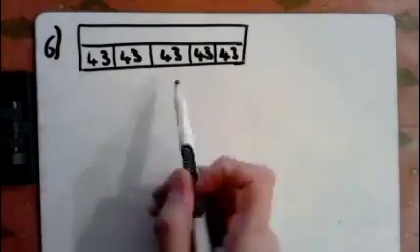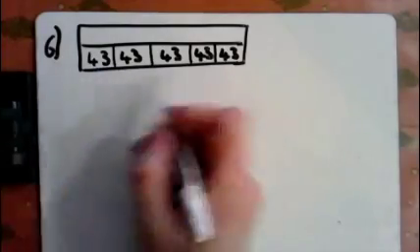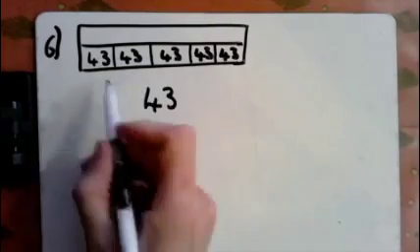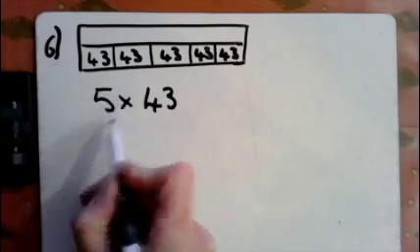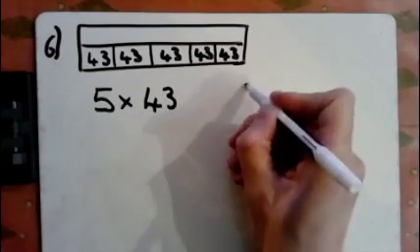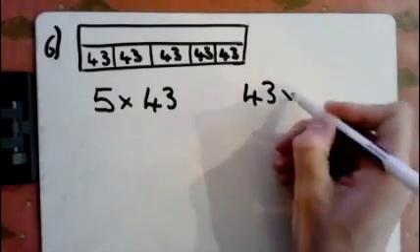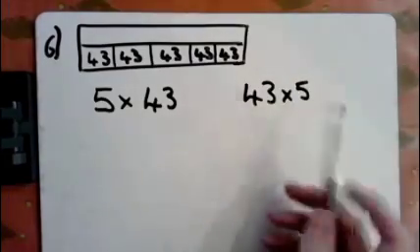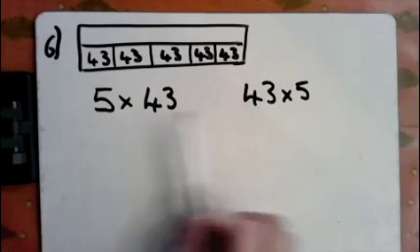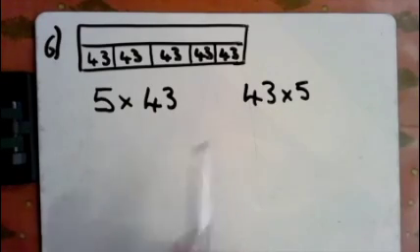But we know that this is to do with multiplying. And here we know it's going to be something to do with 43, and we've got 5 lots of that. Now it doesn't matter if we write it 5 multiplied by 43 or 43 multiplied by 5. We know that it's commutative, it can go either way round, it doesn't matter which way round it goes.